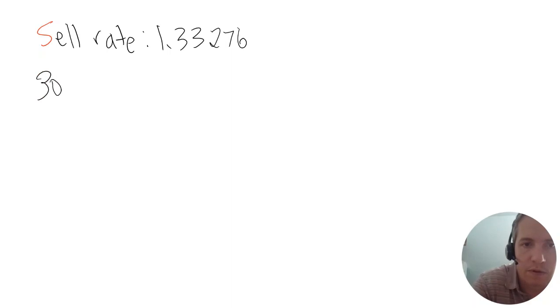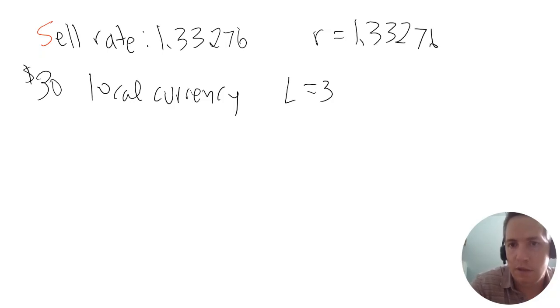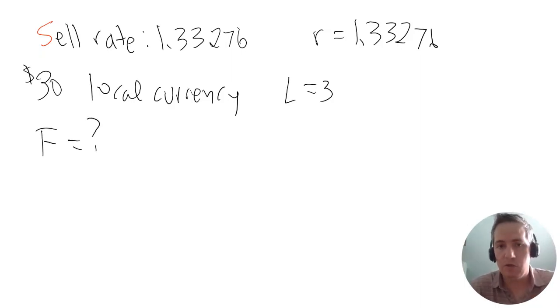So suppose we have $30. Now this is local currency because we're in Canada, so L is equal to 30. R is equal to 1.33276. And then what we want to find out is how much foreign currency we're going to get, how much US dollars we're going to get. Now it's foreign currency because we're in Canada, so it's still foreign.